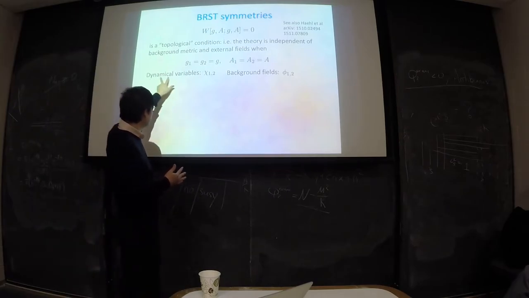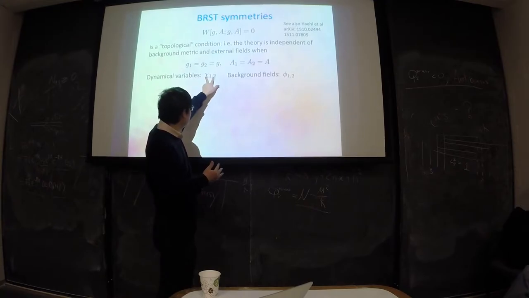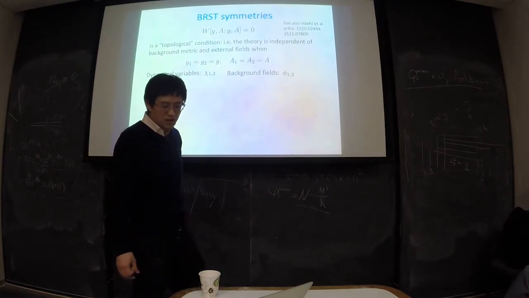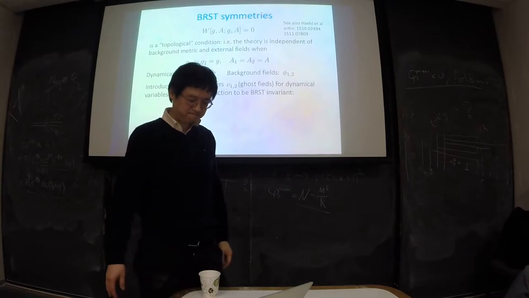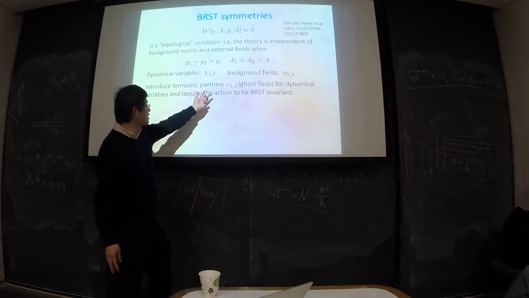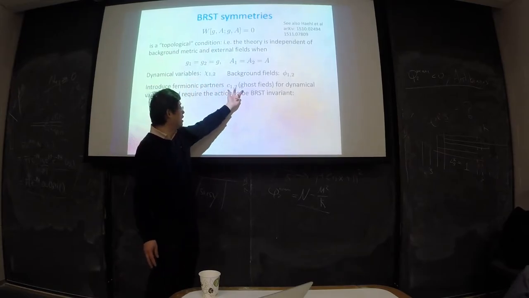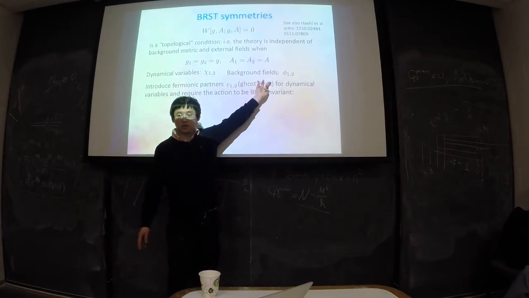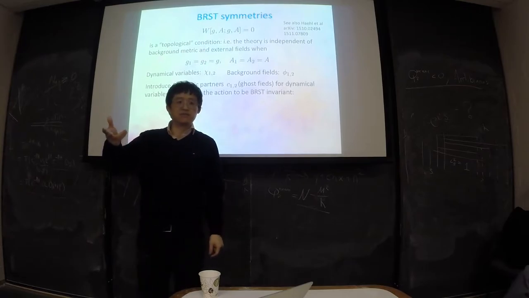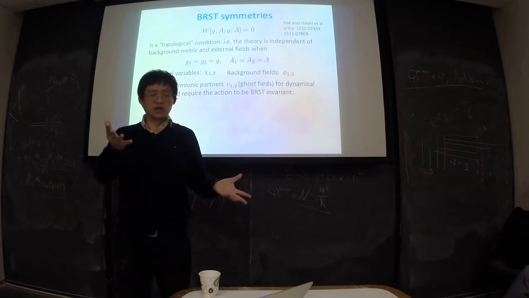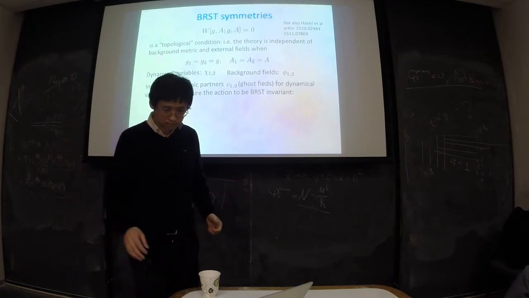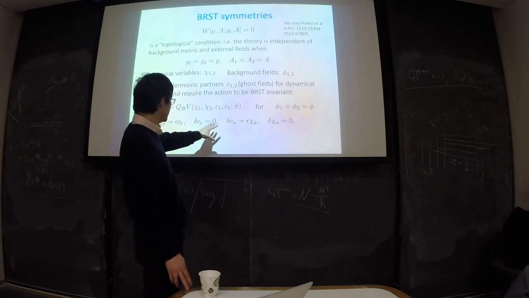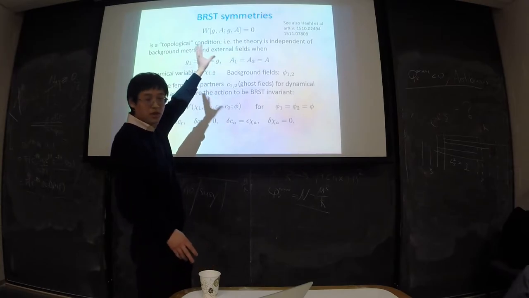Let me use a simplified notation and call my dynamical variable chi, with two sets of them, and the background fields phi 1, phi 2. It turns out that this condition can be imposed easily by introducing ghost fields. You introduce a Fermionic partner for each dynamical field, and then when you set phi 1 equal to phi 2, your background fields to be the same, you require your action to satisfy some BRST symmetry. That's the standard trick: if you want to impose some condition on your measure, you use BRST symmetry. Then you can write down some BRST transformation, and that guarantees that the condition is always satisfied to all loop orders.